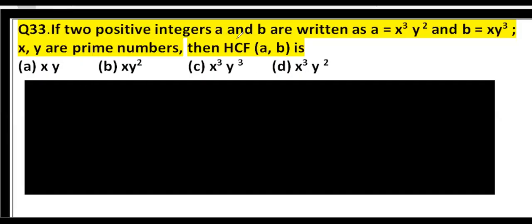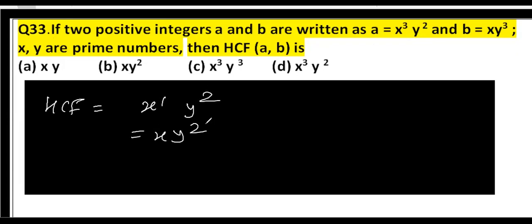If 2 positive integers a and b are written as x cube y square and x y cube, and x and y are prime numbers, then what is HCF of a and b? The 2 numbers are x cube y square and x y cube. हमें देखना पड़ेगा HCF के लिए x का लोवेस्ट पावर that is 1 और y का लोवेस्ट पावर that is 2, so that is x y square. And that means B is the correct answer.